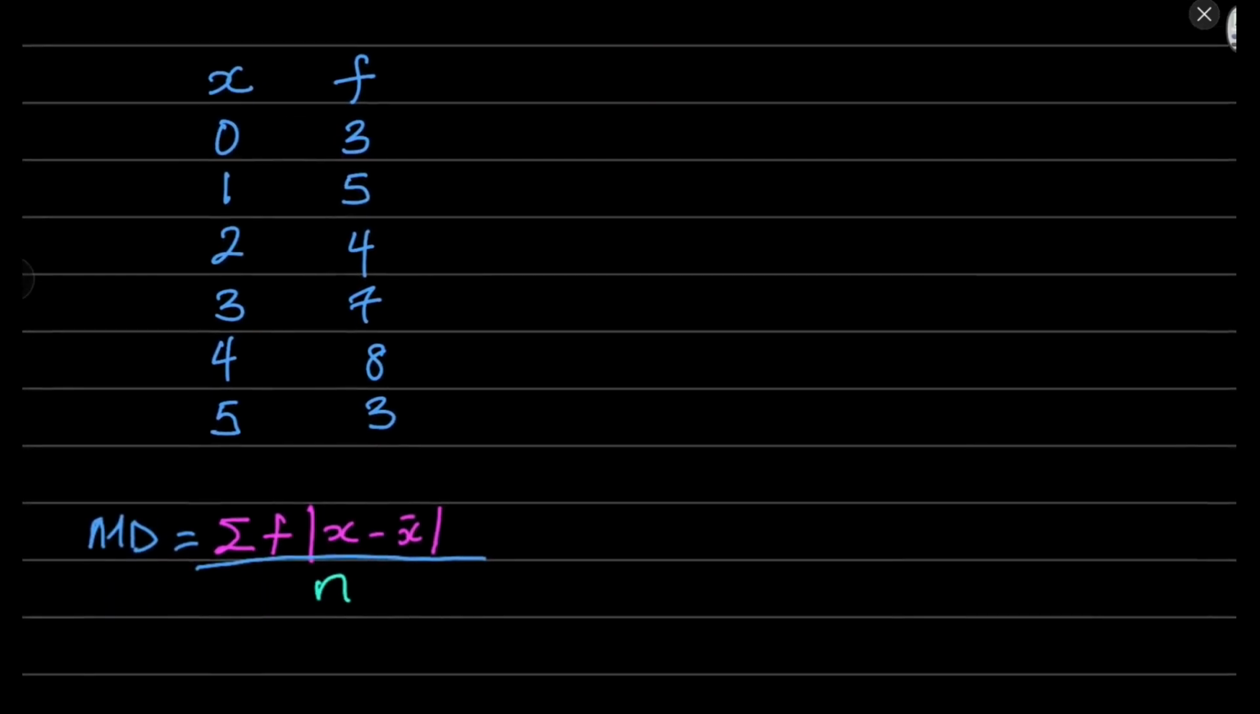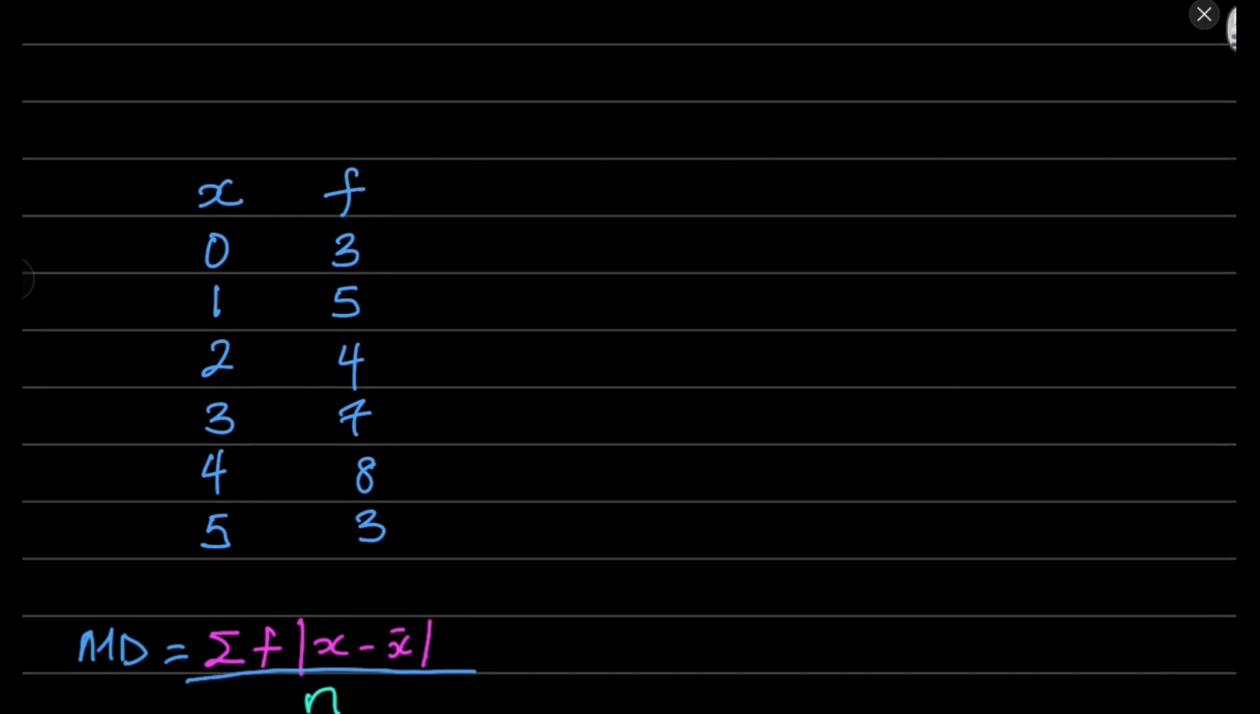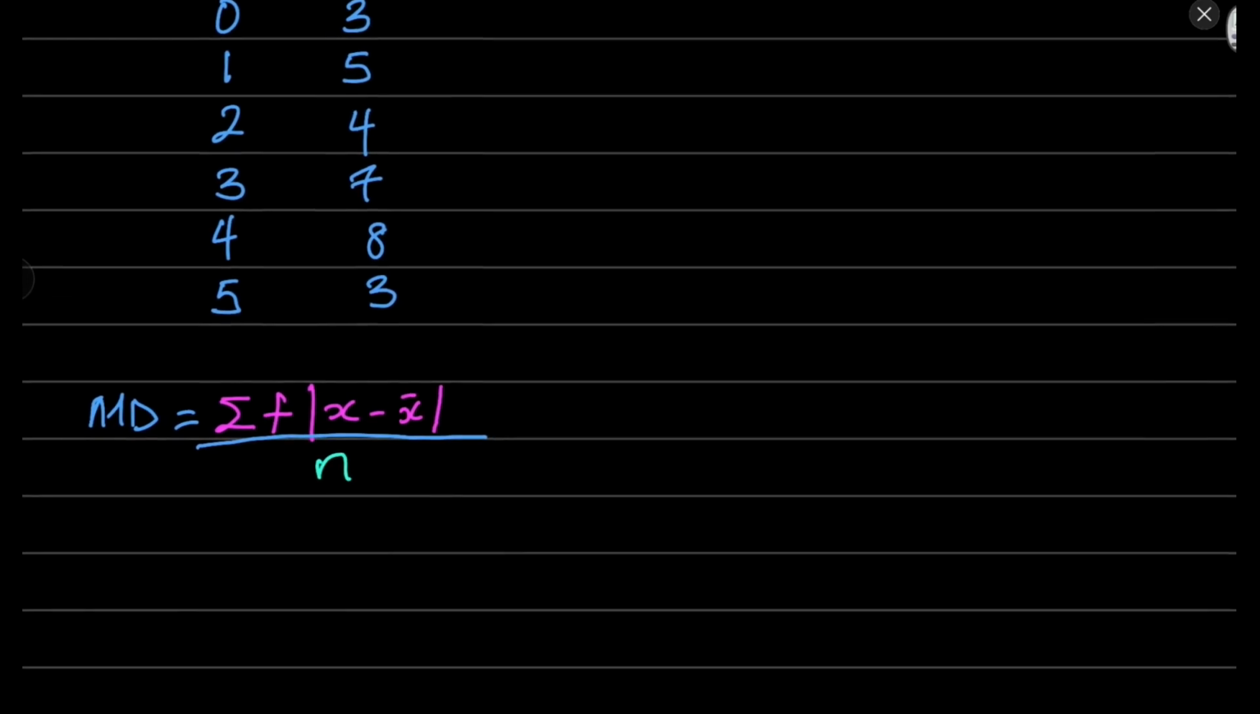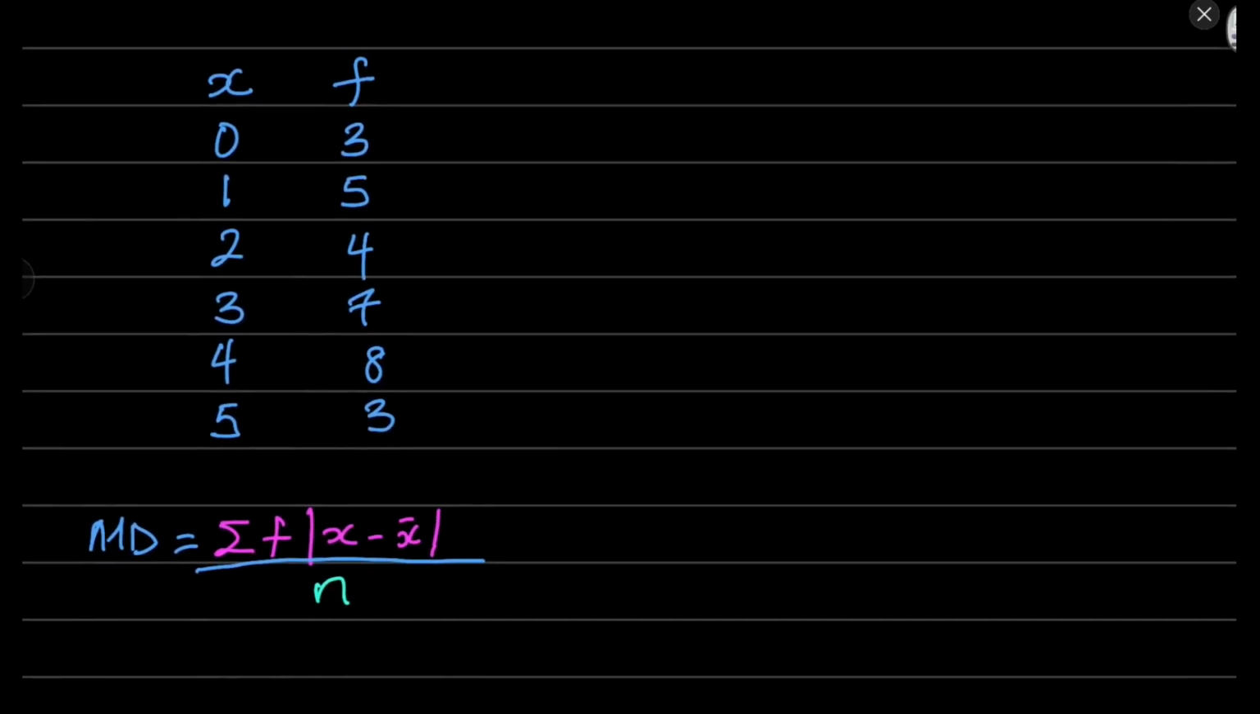We have this ungrouped frequency distribution here with the mean deviation formula right here. So we have our x values and their corresponding frequencies. So we can start calculating. To start calculating, look at the formula. The formula says the summation of f times the absolute deviations.